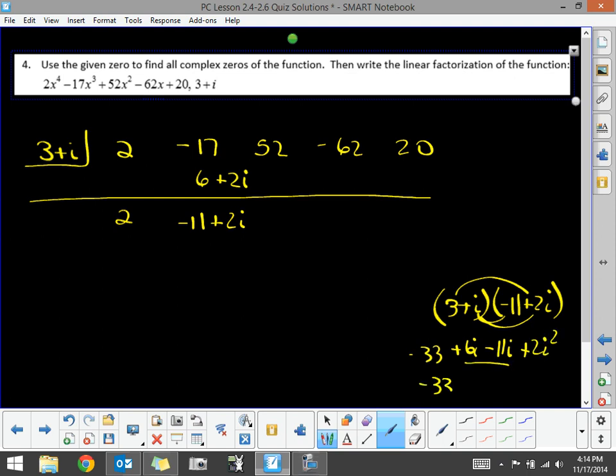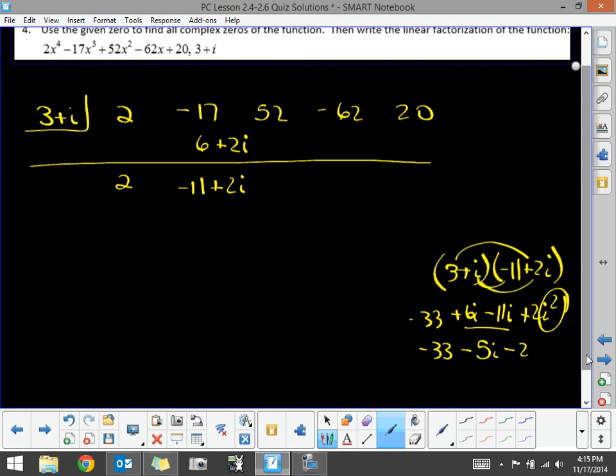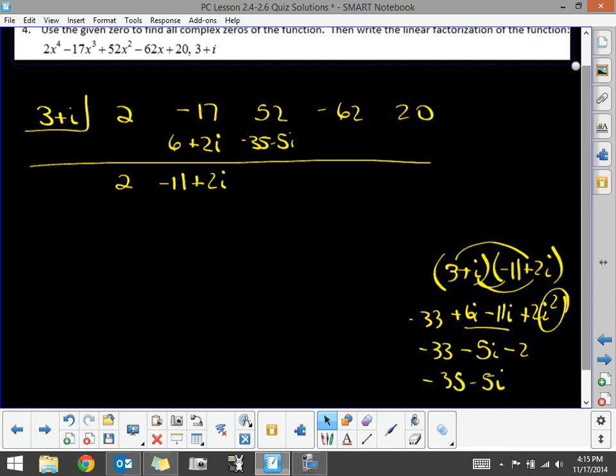Well, these are like terms. We got negative 33, then we've got a negative 5i, and then this i squared is a negative 1 times a positive 2, or minus 2. So what we're going to put in there is a negative 35 minus 5i. So this is going to go up on our next line, negative 35 minus 5i. And then we're going to collect our like terms. 52 minus 35 is 17 minus 5i.